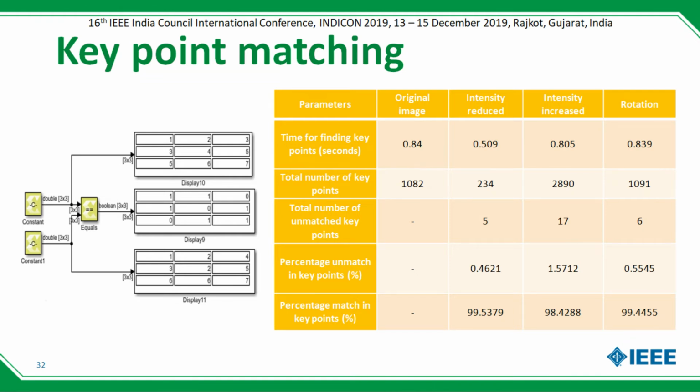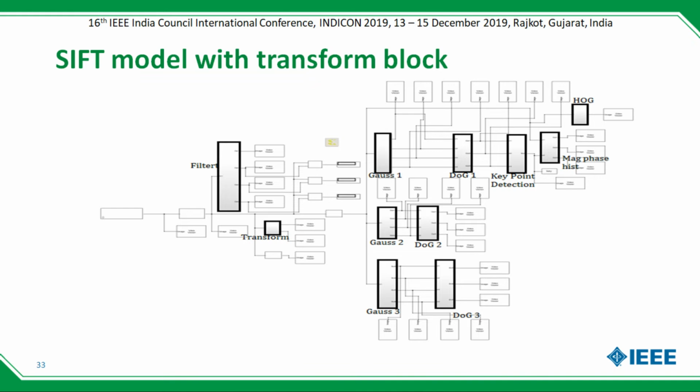For the original image, the time for calculation is 0.84, so it is less than a second. All these are in seconds. These are the numbers of key points detected in all those images. The percentage of match is around 99% on average, so SIFT is a good one. This is the whole block diagram in Model Composer.